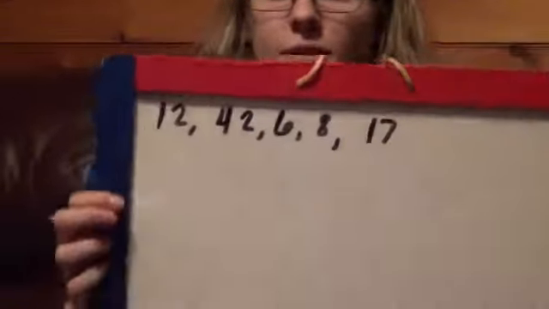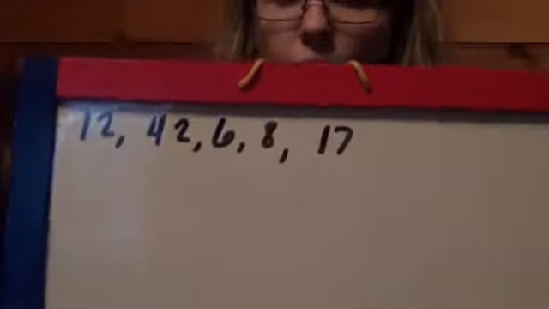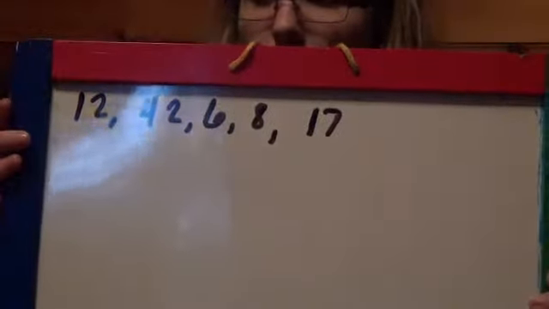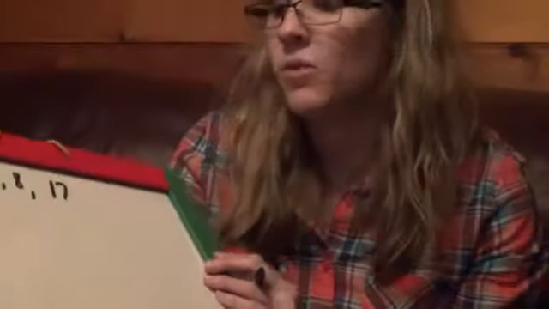So to begin, we're going to assume that I'm finding the variance for a population. I'm writing down some numbers. For example, these are our numbers that will be in our population. This is our population. We have a 12, a 42, a 6, an 8, and a 17.